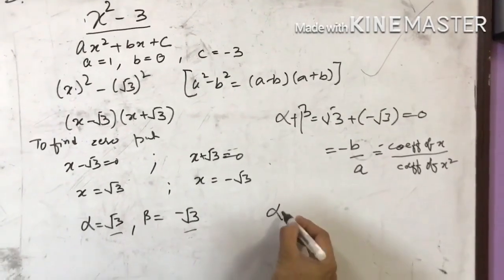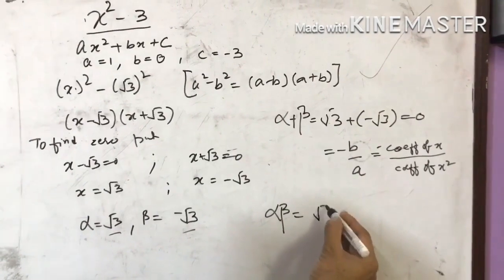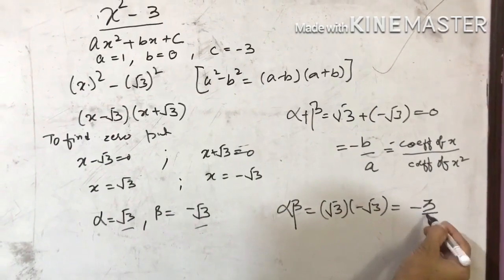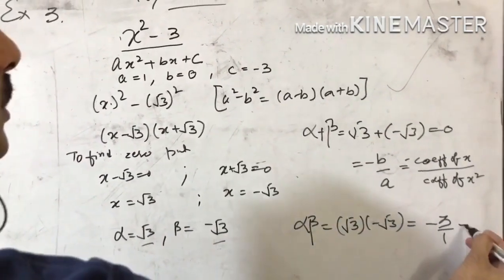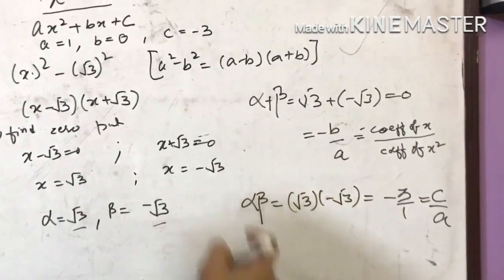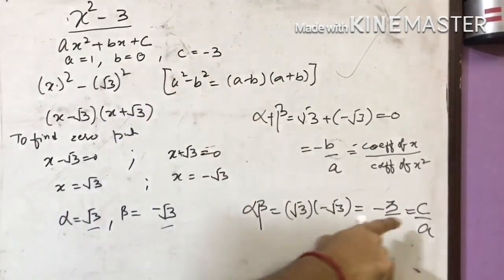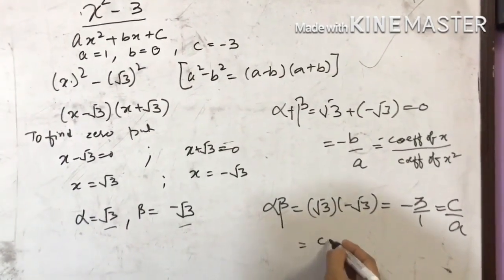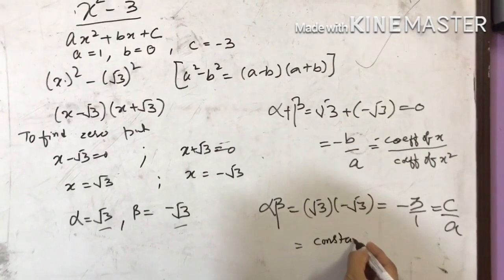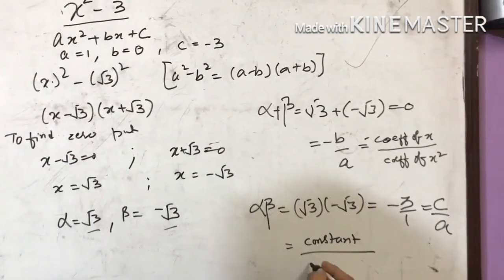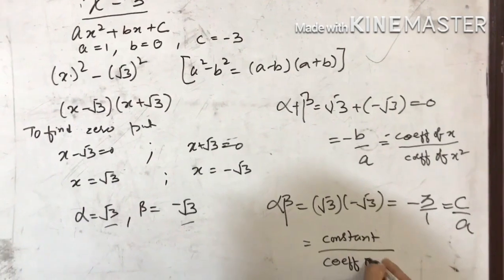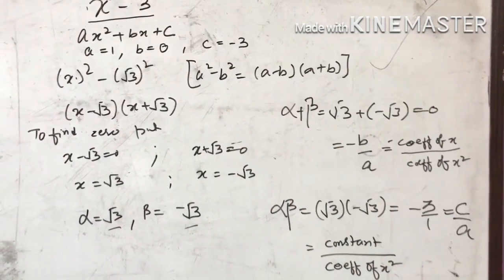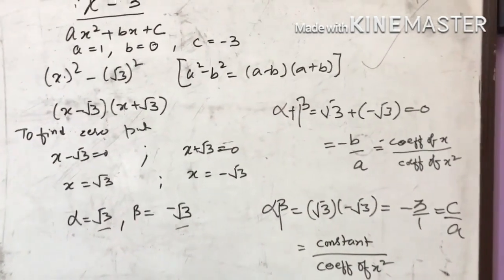As well, for the product of roots, √3 multiplied by minus √3, you will get -3 over 1. Compare it with c by a. You can see c is minus 3, so this is c, and a is 1, so this is 1. You can write it as constant term divided by a, meaning the coefficient of x square. So you can see you have proved the relationship also. So this is your example number 3.